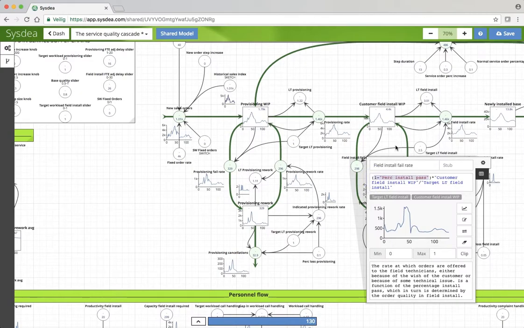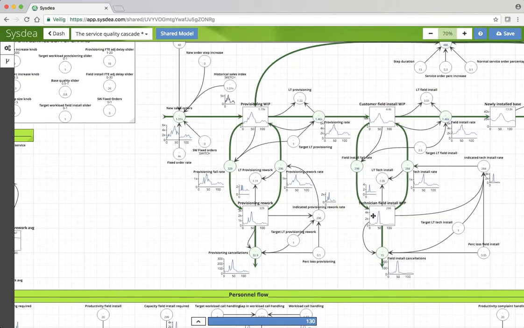So if the quality in field install goes down, then this percentage install will go down. As a result of that, the field install fails will go up. As a result, the amount of rework in this stage will go up. As a result, the workload in this stage will go up. As a result, even more installs will fail. And that's the vicious cycle that many service companies during ramp up end up with. And it's also the cycle that hit KPN in the quality cascade case.